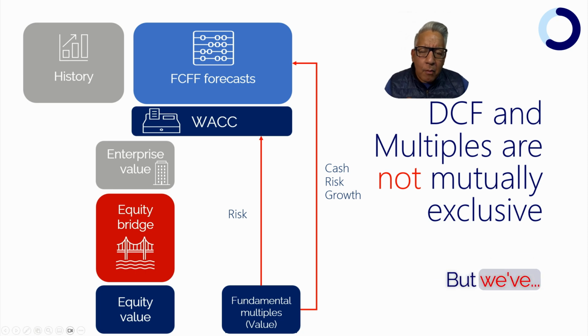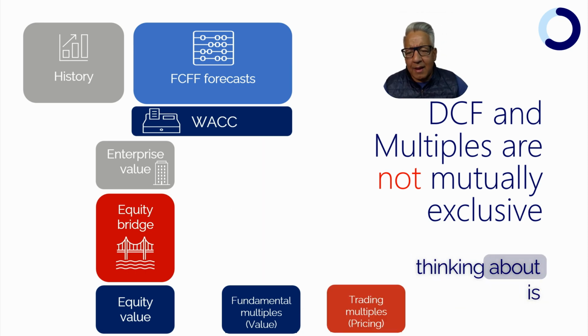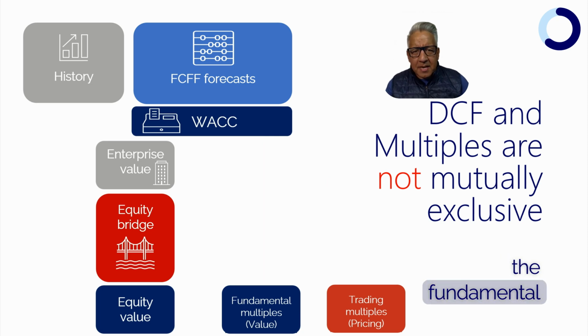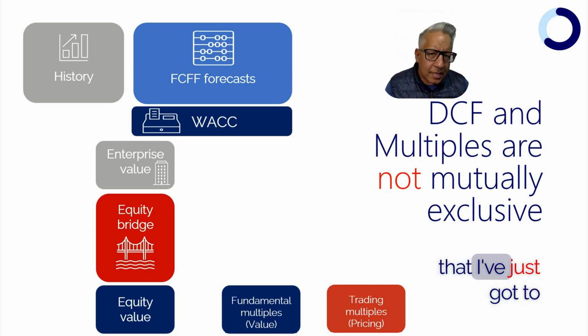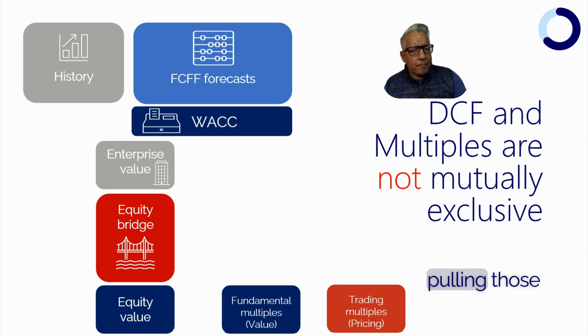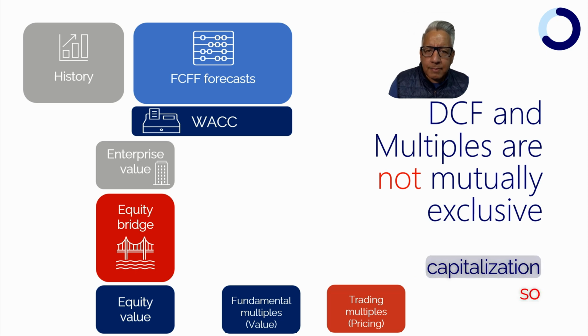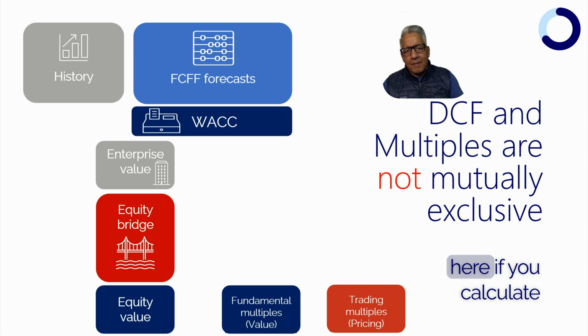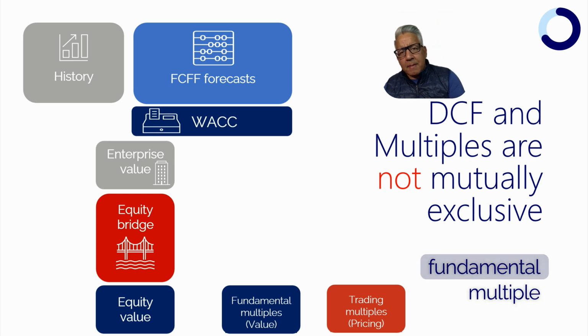that you've built. But we've got to be quite careful here, because when we're looking at this, the other thing that we need to be thinking about is, okay, let's compare the fundamental multiple with other companies in the peer group. Now, if I do that, I've just got to be thinking about when I look at other multiples, maybe I've pulled a bunch of multiples from Bloomberg. Now, if I'm pulling those multiples from a data provider, those multiples are based on trading information. They're based on market information. They're not based on models. They're based on market capitalization. So just be very careful here. If you calculate multiples that are coming out of your DCF model and your work, you've got a fundamental multiple there.